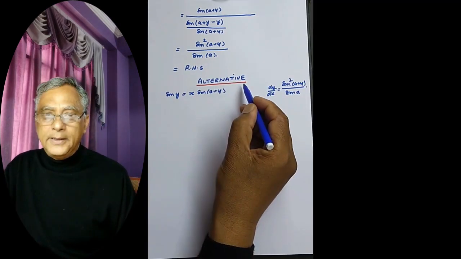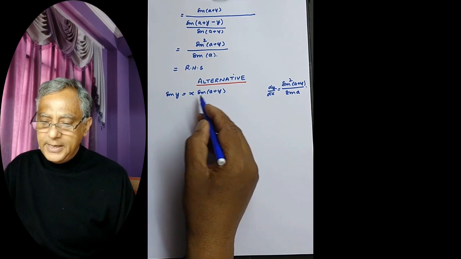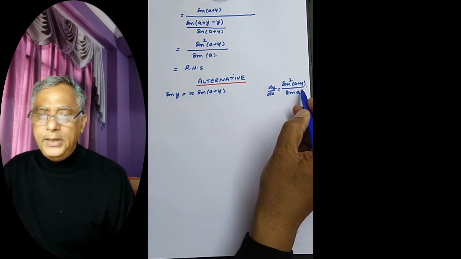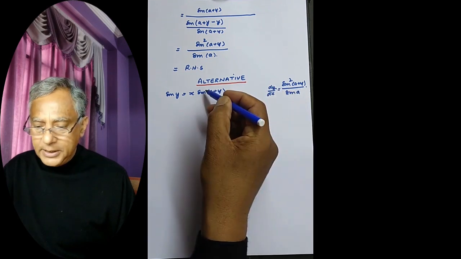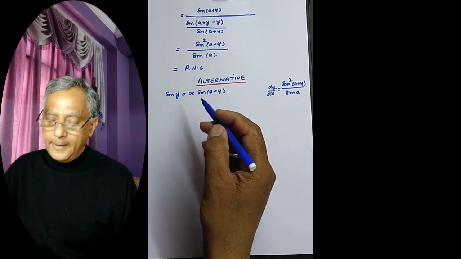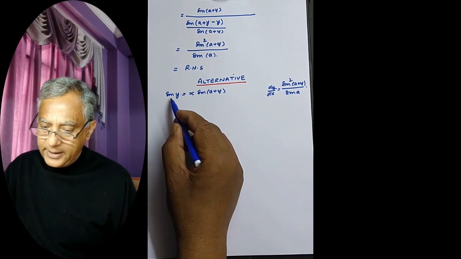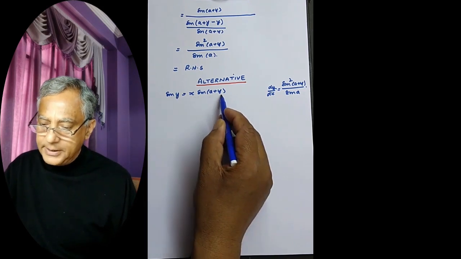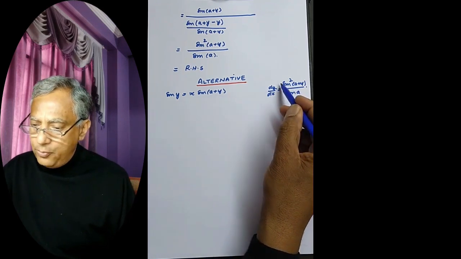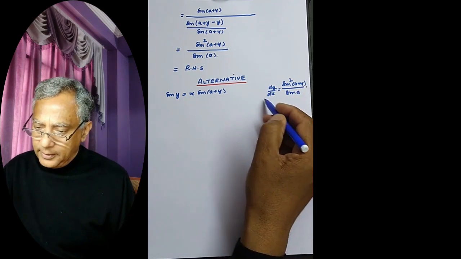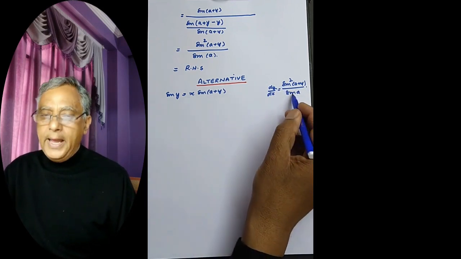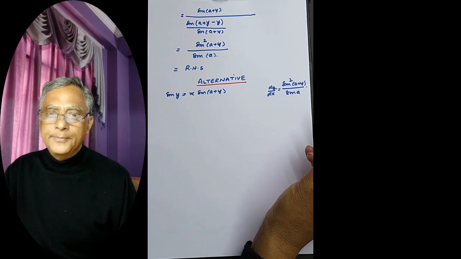An alternative method: we are given sin y is equal to x into sin(a + y), and we have to prove this. This method is better if it strikes you. What we notice in this result is that there is no term involving x.